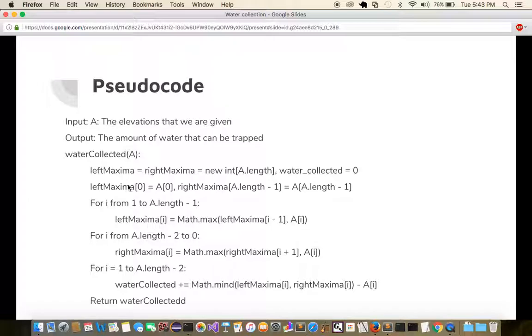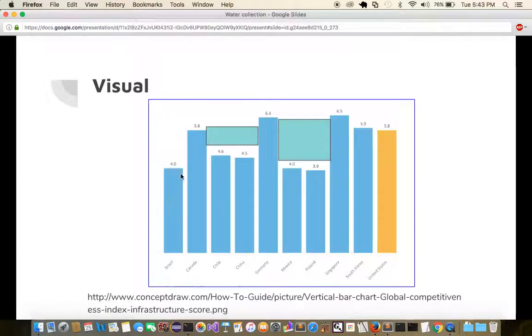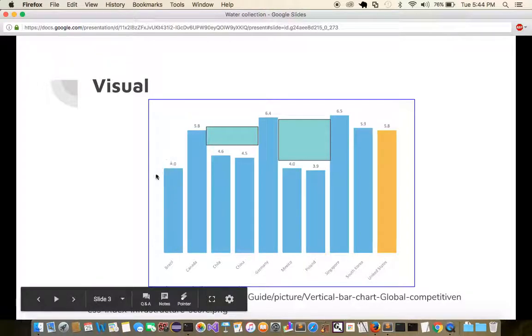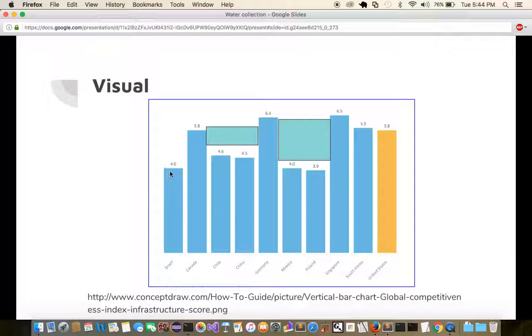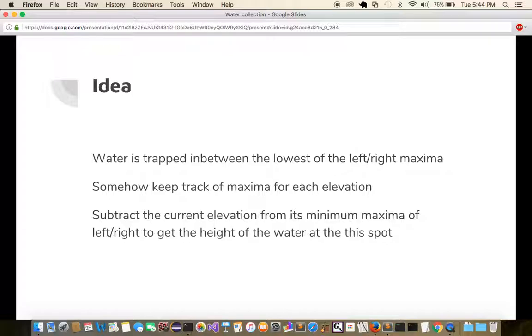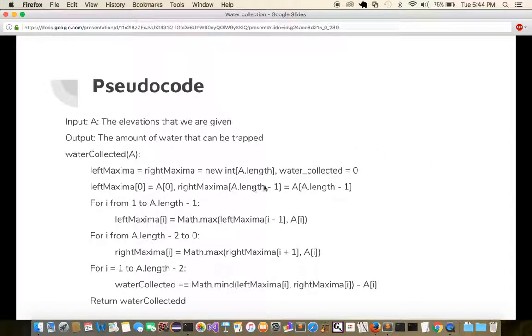So the first thing we know is the leftmost elevation point here is already its local left maxima. There is nothing to the left of it, so it is the maximum of its left side. Now for the right side, the rightmost element in the array is going to be its right maxima, so we can just set the rightmost maxima to be equivalent to whatever its elevation is.